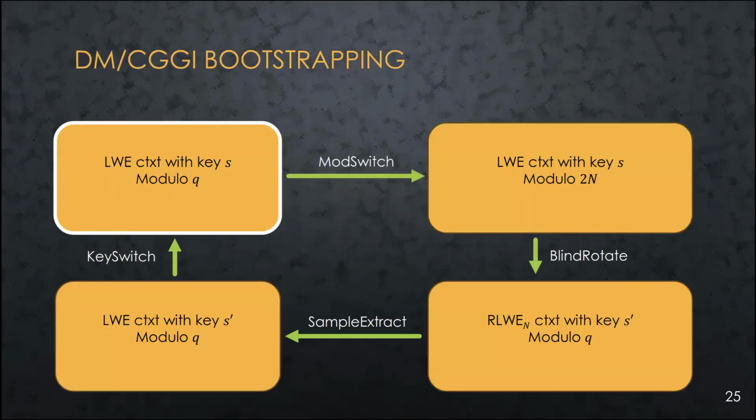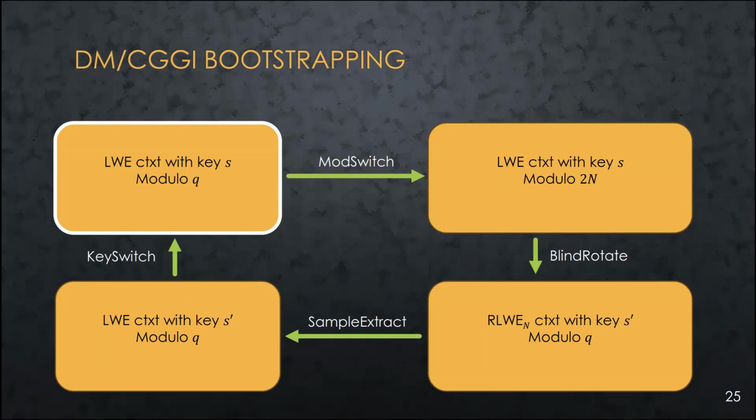Okay, so how does DM/CGGI bootstrapping work? It's a bunch of different steps which form a loop. And because this is a loop, we can think of a starting point. I'm starting from top left. It's a bit arbitrary, but I think that's the choice which is made most often. At the top left, I start with an LWE ciphertext for key S and modulo Q. Then there is a first step, called mod switch, which goes to an LWE ciphertext for the same key, but modulo 2n, where n is the ring degree that is being used in bootstrapping.